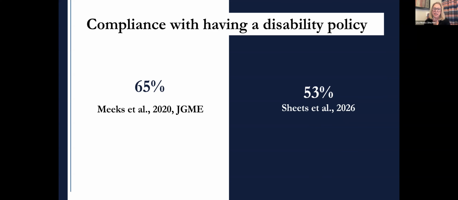So taken together, these findings really suggest that institutions, while some of them may have a policy on paper, some of those policies are not functioning as effective tools, and many of the institutions remain policy deficient. So we really need to move towards better policies.